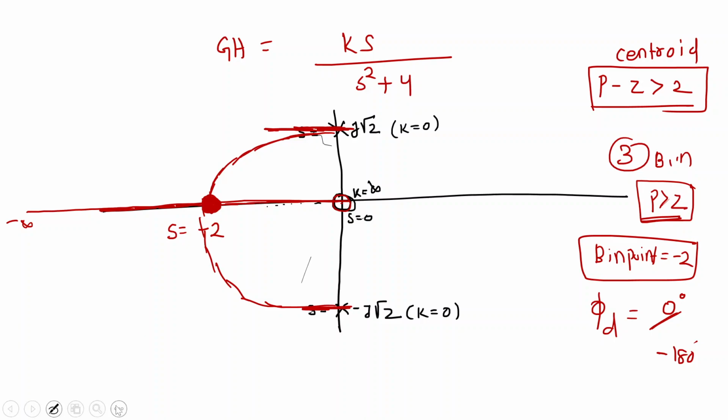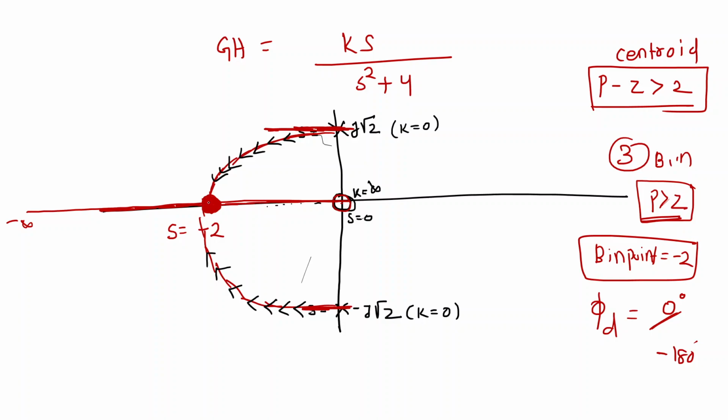The pole locations are like that. I am just drawing the pole location. This pole is coming like this in this path. This pole is making an angle of -180. It is coming and meets at the break point.